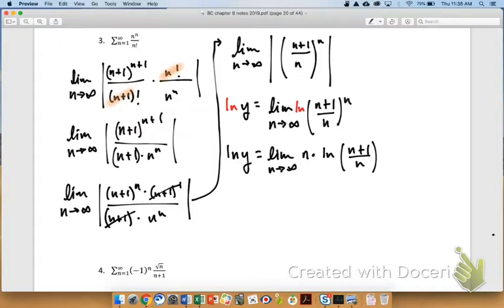So Logan said, can we explain that? This would be your old log property from back in pre-calc. If you have natural log of x to the a, that equals a times natural log of x. And so I've just taken this n, and I've used that log property and dropped it down in front.